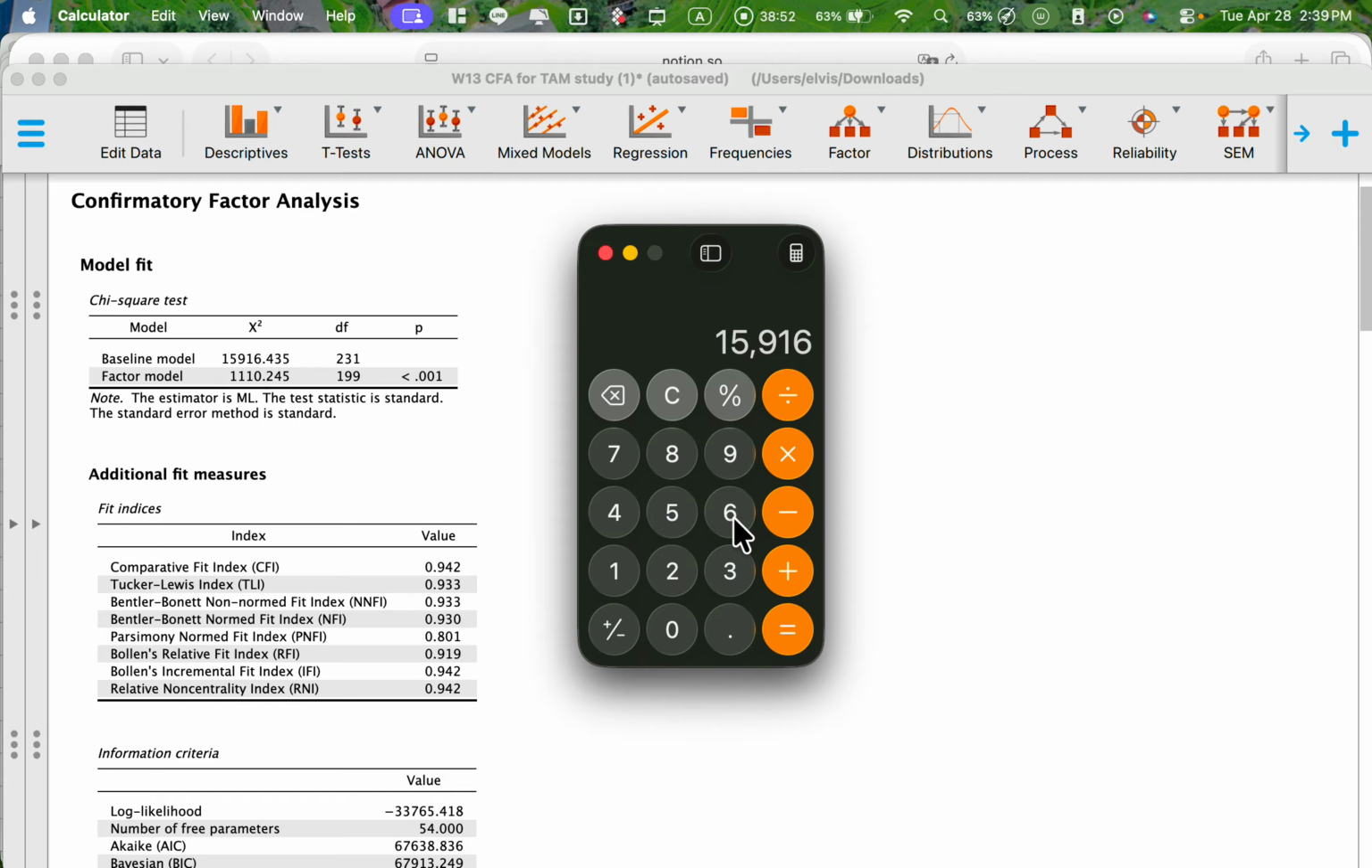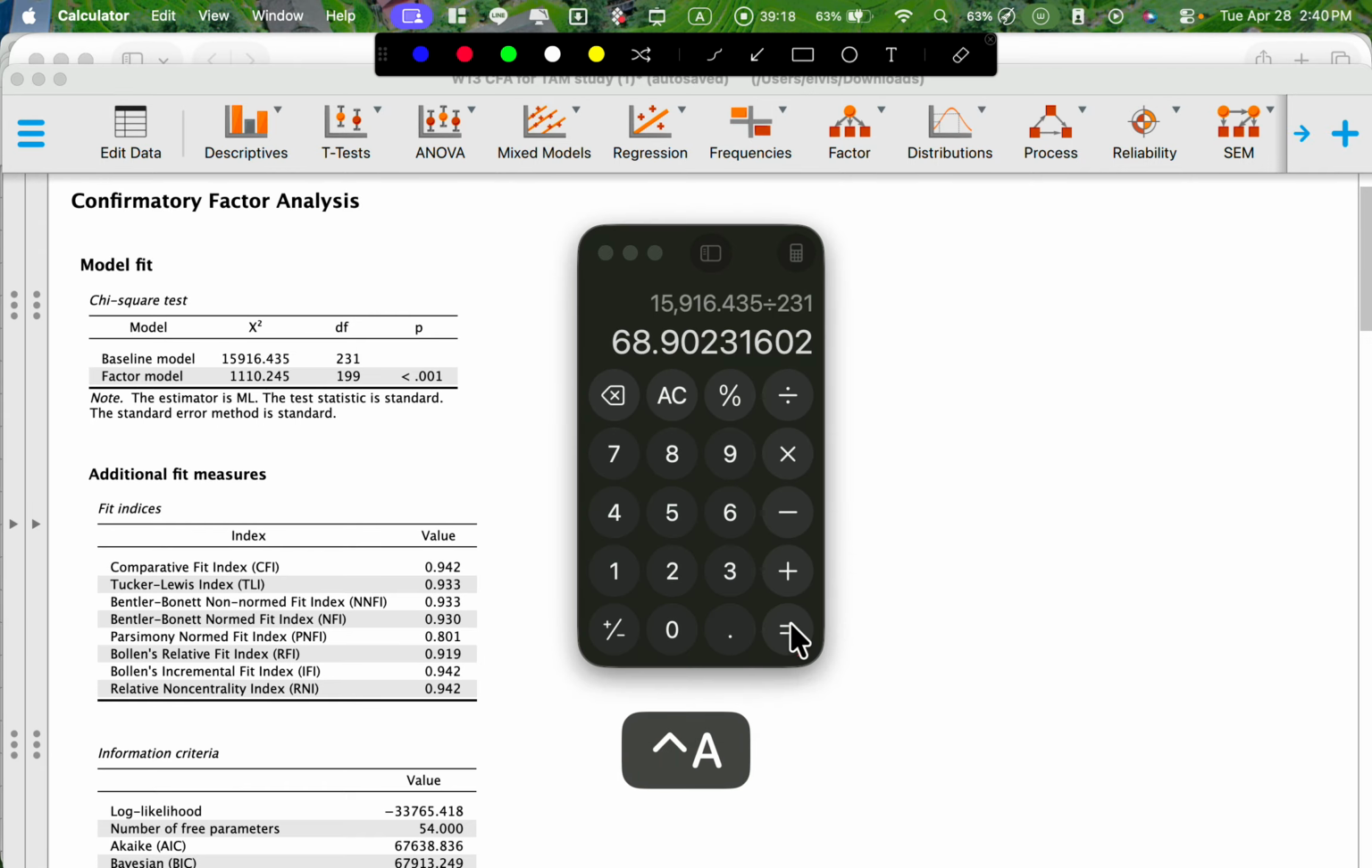15916. Right, okay. 0.435. Okay, I use the chi-square value to divide it by the degree of freedom. 2, 3, 1. Okay, this also is very big, right? It's already big. It's 68. Some people just calculate the height.